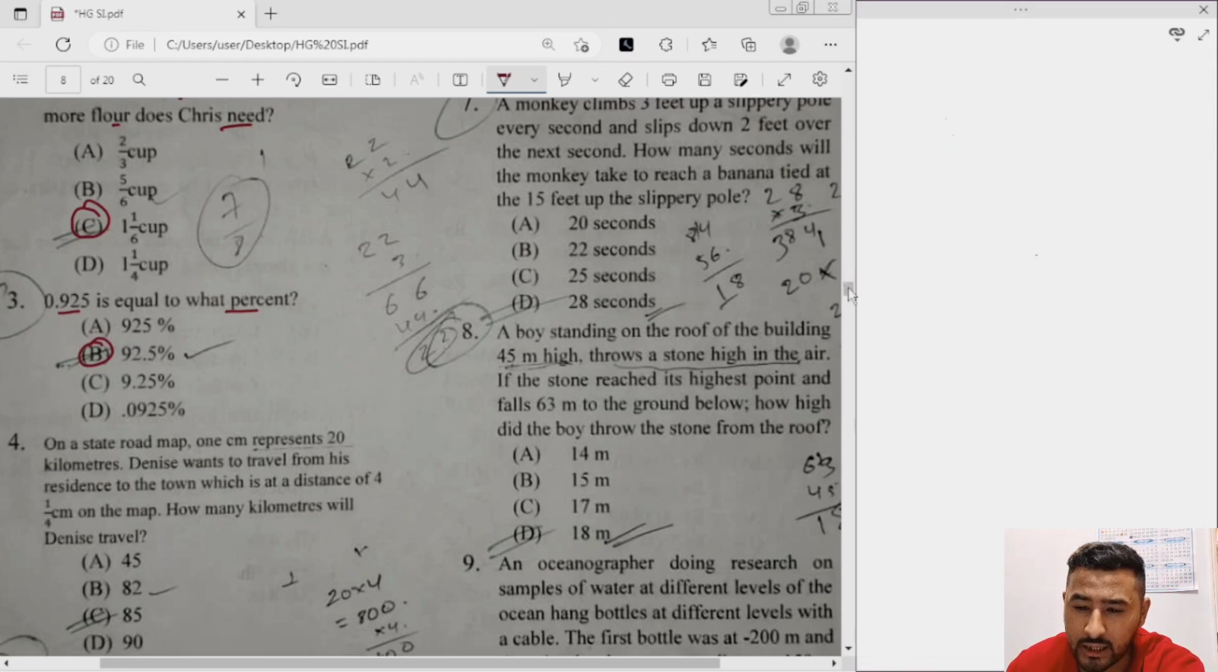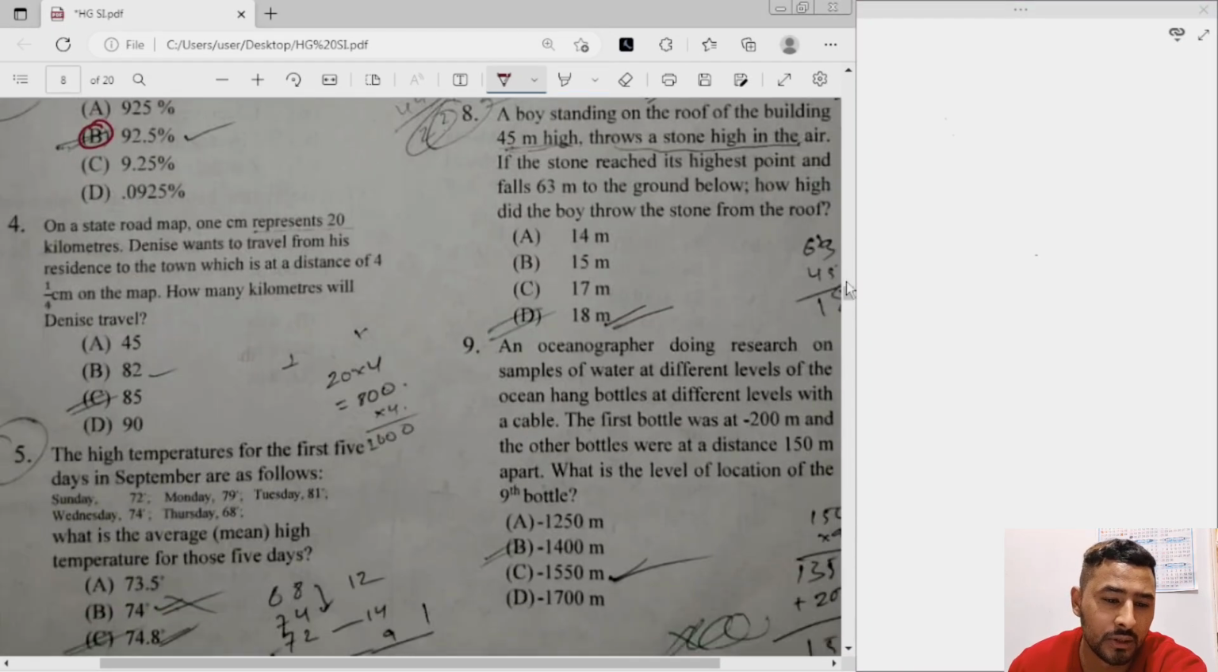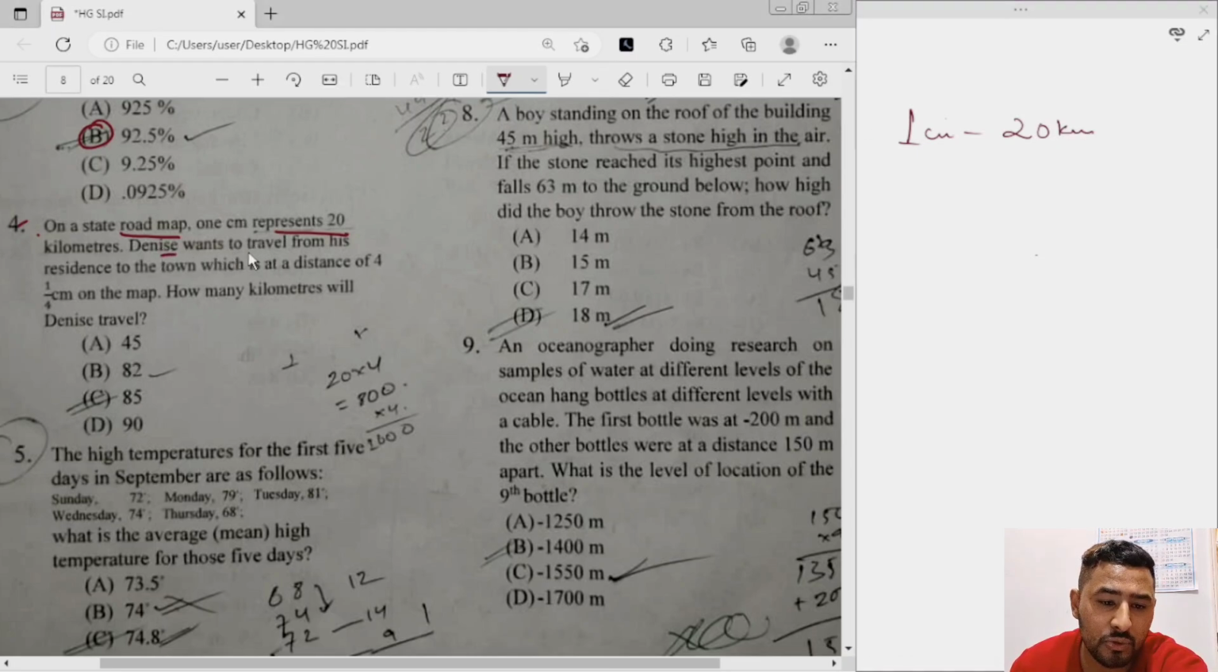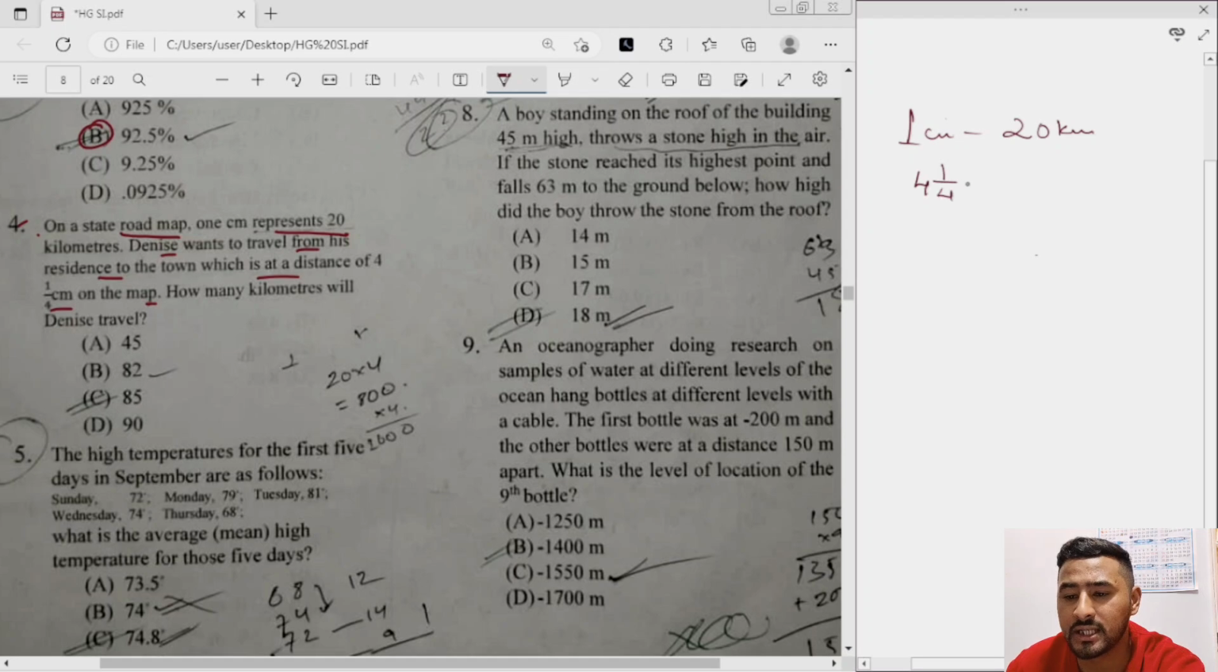On a state road map, 1 centimeter represents 20 kilometers. Okay, Dennis wants to travel from his residence to the town, which is at a distance of 4 1 by 4 centimeters on the map. How many kilometers will Dennis travel?